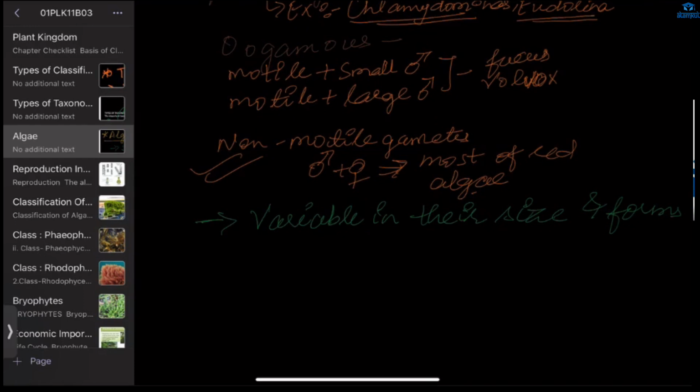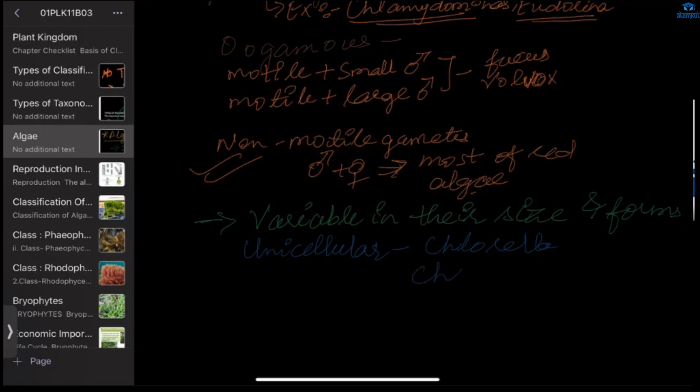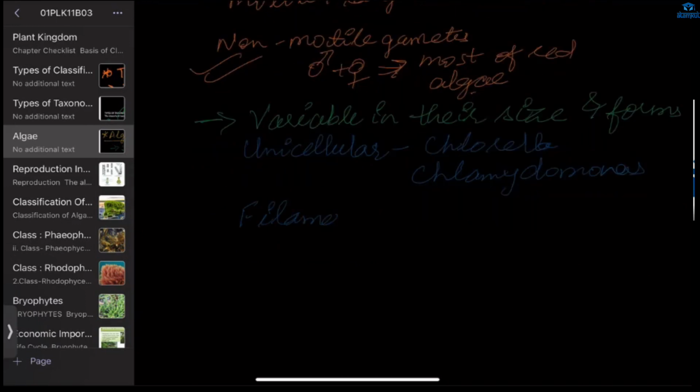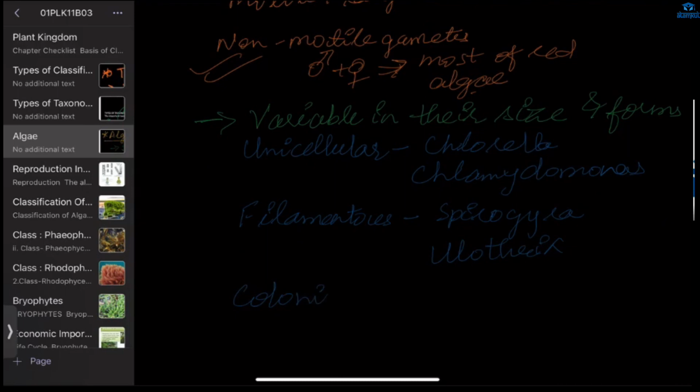If we see, unicellular forms are found in Chlorella and Chlamydomonas. Then we have filamentous forms also, again we will see Spirogyra and Ulothrix. Then colonial forms also. Colonial is seen in Volvox. It is a very famous example, Volvox. So these three you have to remember. It is the important one.